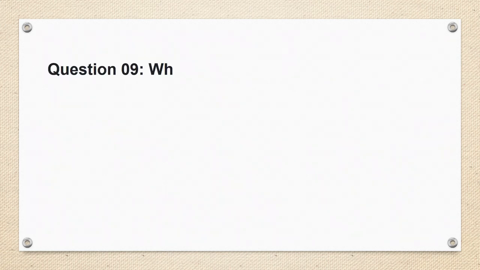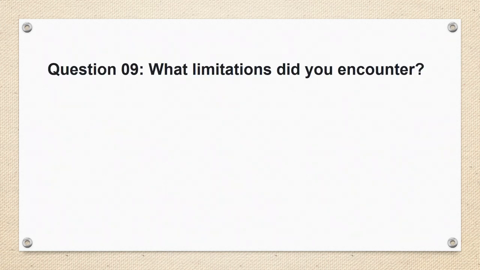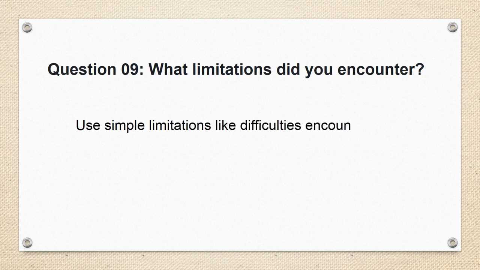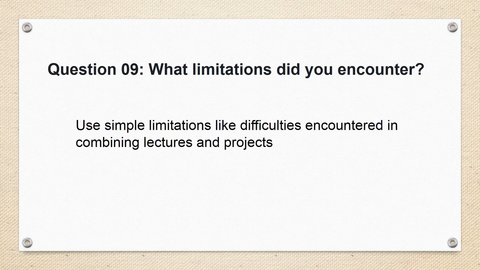The next question can be, what limitations did you encounter? Keep in mind, don't try to tell your interviewer or research panel about the limitations of your results or the limitations of your data that can adversely affect your research project. Simply use simple limitations, like the difficulties you encountered in combining the lectures and the projects, rather than limiting your study. You need to discuss very simple limitations and not the limitations of your analysis or your data. It can adversely affect your presentation and the thesis.